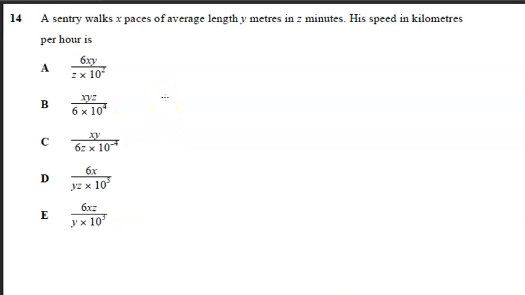The question goes as follows: a sentry walks X paces of average length Y meters in Z minutes. His speed in kilometers per hour is, and there are 5 choices to choose from. Now what's tricky about this question is that they've got variables, namely X, Y, and Z, but there are no other numbers given within this question.